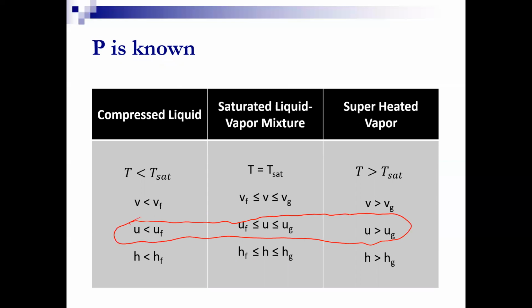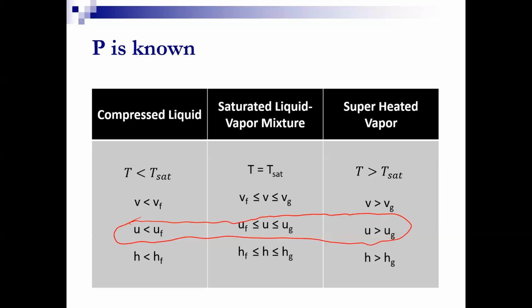Again, at that given pressure, if the internal energy is less than UF, then I have a compressed liquid. If the internal energy that I have is between the internal energy of saturated fluid, UF, and saturated vapor, UG, then I have a mixture. And if the given internal energy in the problem is larger than what I find in the table for UG, then I have a superheated vapor.